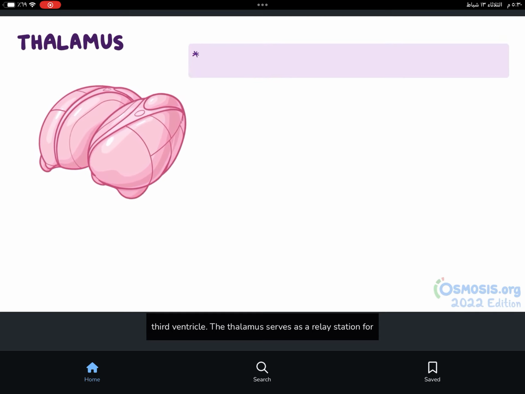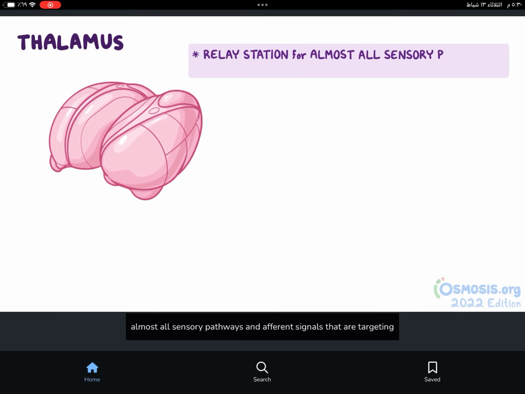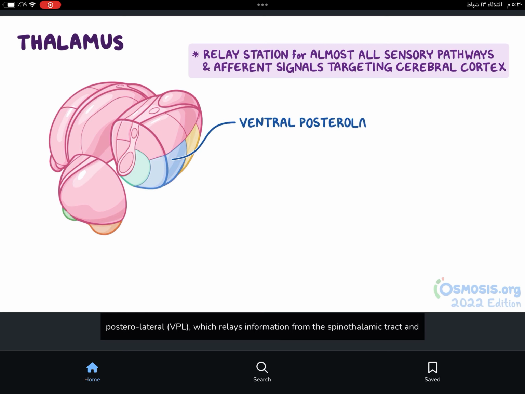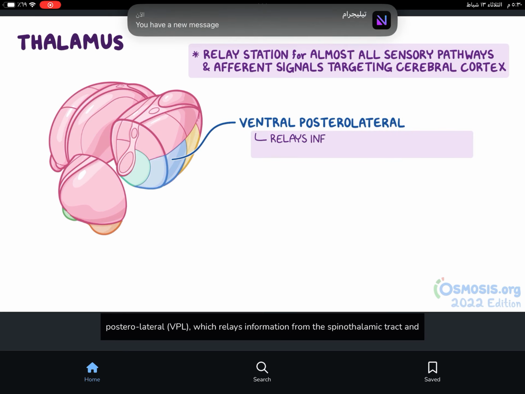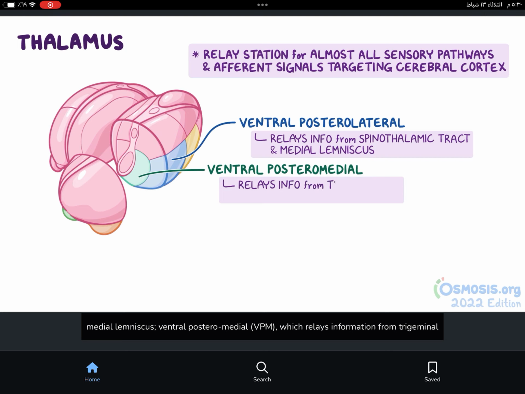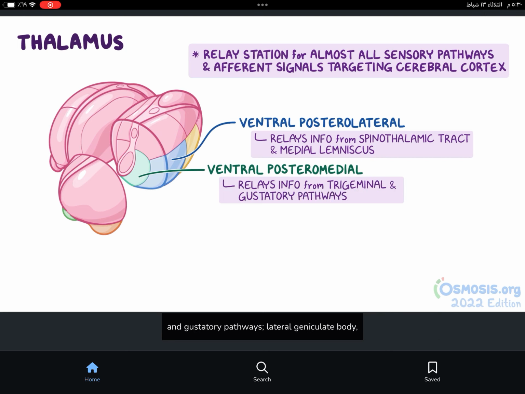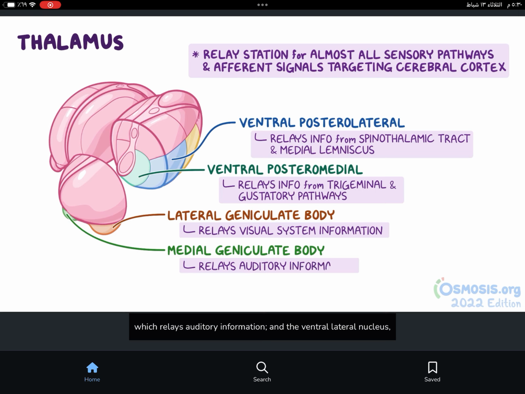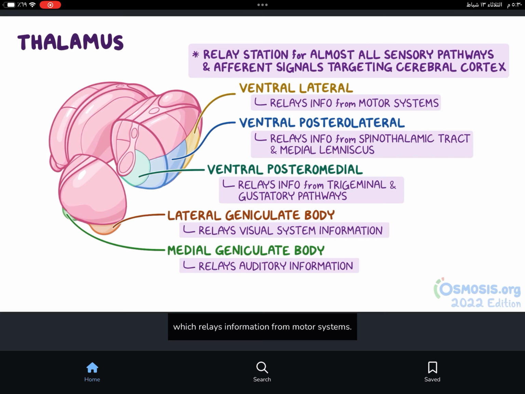The thalamus serves as a relay station for almost all sensory pathways and afferent signals that are targeting the cerebral cortex. Major nuclei of the thalamus are ventral posterolateral, or VPL, which relays information from the spinothalamic tract and medial lemniscus, ventral posteromedial, or VPM, which relays information from trigeminal and gustatory pathways, lateral geniculate body, which relays visual system information, medial geniculate body, which relays auditory information, and the ventral lateral nucleus, which relays information from motor systems.